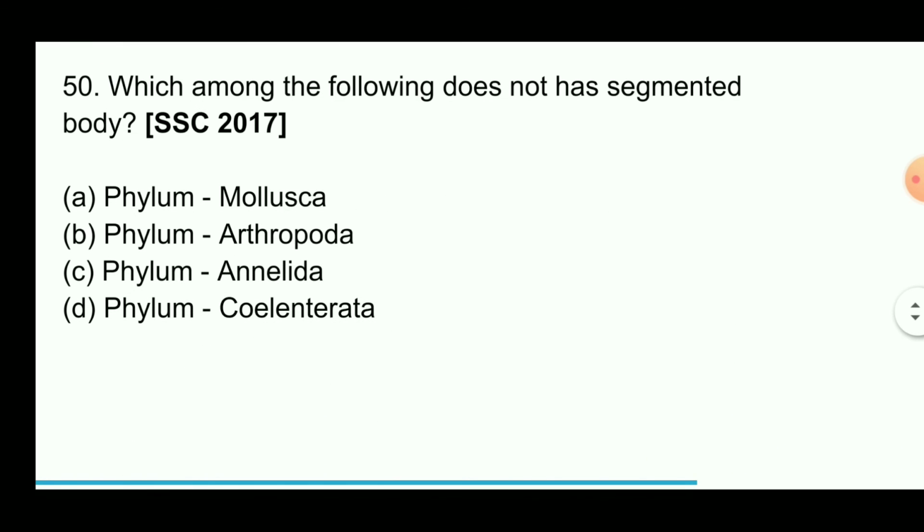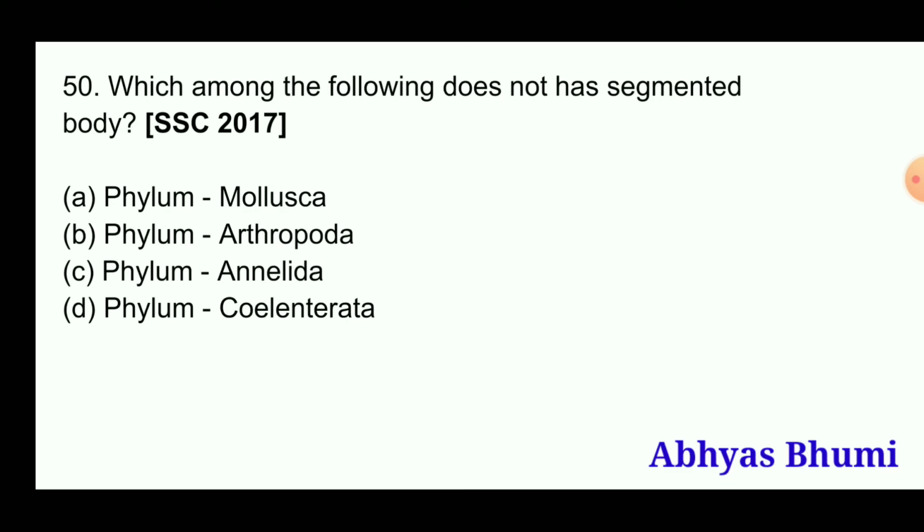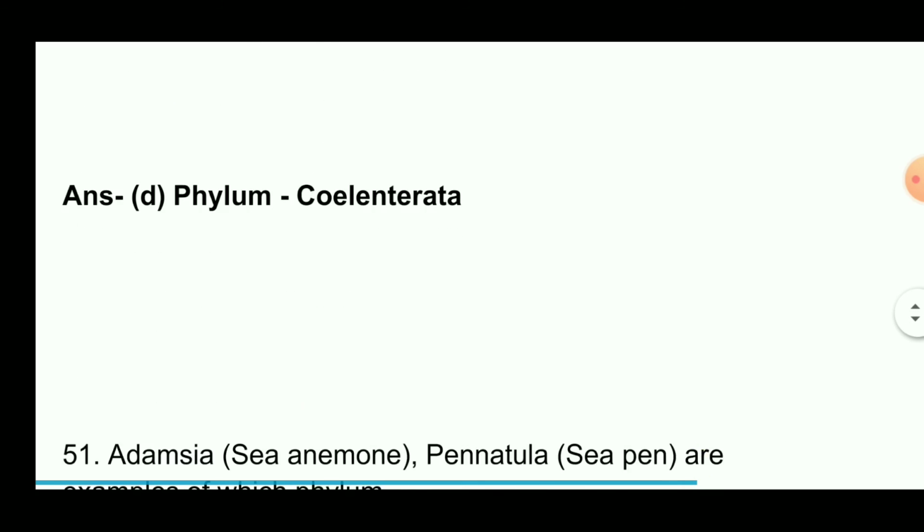Next question on your screen. Which among the following does not have a segmented body? Option A, phylum Mollusca. Option B, phylum Arthropoda. Option C, Annelida. Or option D, phylum Cnidaria. Tell me the right answer if you know this. Absolutely, option D is the right answer. Cnidaria do not have a segmented body. Okay, next turn.